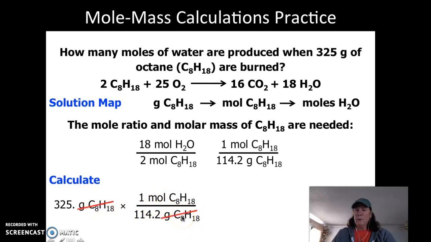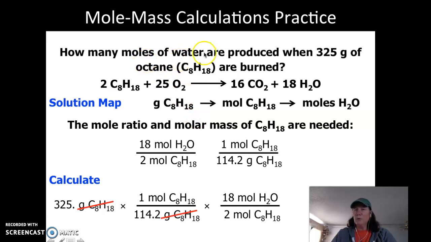Now I can use my mole ratio because I have moles of this. Notice you do not use the number from the balanced equation here. Whenever you're converting from grams to moles or moles to grams, just use 1 mole. Do not use your balanced equation. The only time you use your balanced equation is when you do your mole ratio, moles of one substance switched to moles of another. That's the only time. So I put octane on the bottom, and I put what I'm trying to find.